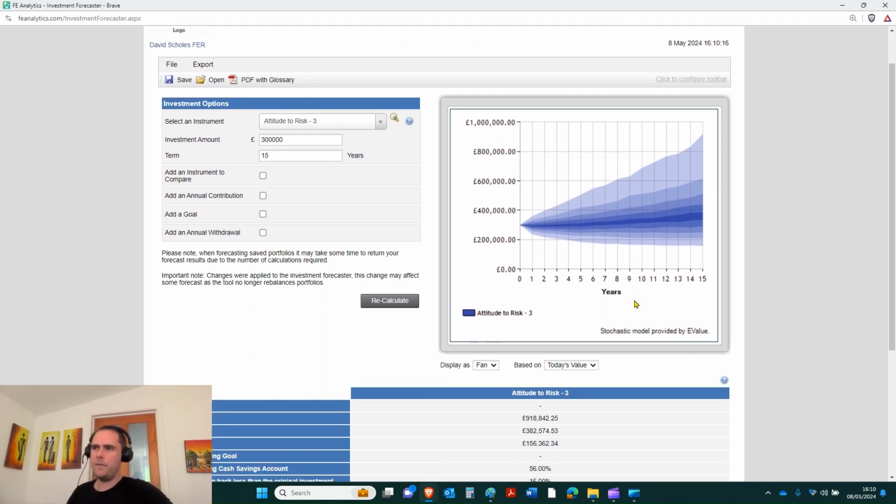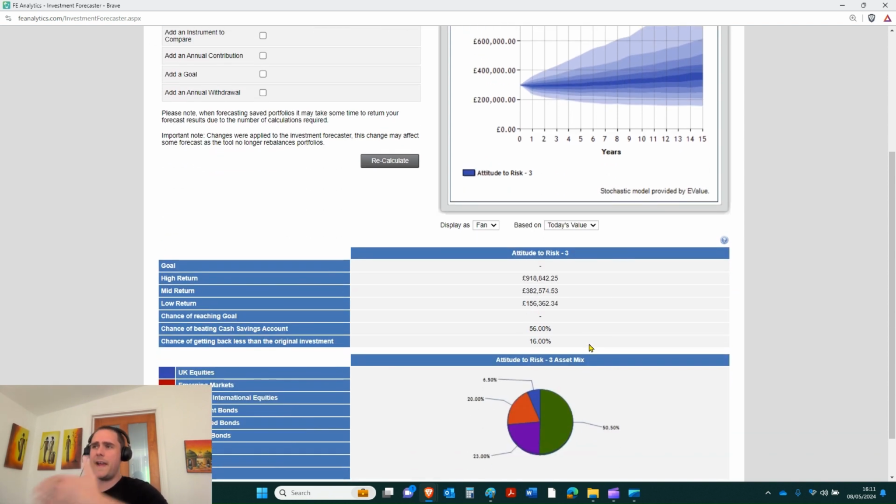Now, that's including inflation. If you wanted to take inflation out of the equation, you can simply base these figures on future value and everything shoots up as you'd expect. I won't do that in this demo. We'll just keep it in real terms. And then underneath will give me the actual figures. That's the actual monetary value for my best case scenario, my worst case, and my mid case, chance of being cash, and chance of getting back less than you originally put in, only a 16% window, because you're looking at that asset allocation.